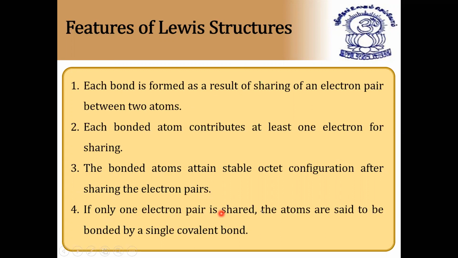If only one electron pair is shared, the atoms are said to be bonded by a single covalent bond. As I already explained, a single covalent bond will be like this, just a small dash. This is called single covalent bond. So if only one electron pair is shared between two atoms, meaning one atom shares one electron and another atom shares another electron, in that case it is called a single covalent bond.